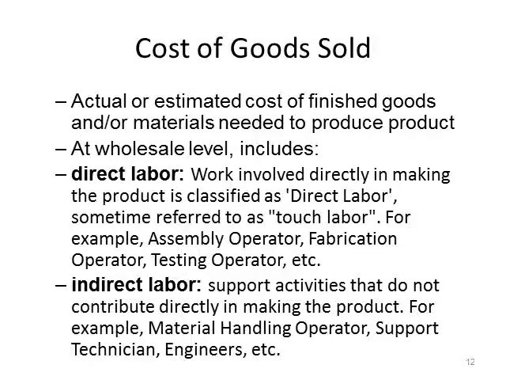Cost of goods sold is the actual or estimated cost of finished goods and/or the materials needed to produce a product. At the wholesale level, this includes direct labor and indirect labor. Direct labor is work involved directly in making the product. Also sometimes referred to as touch labor. Some examples of these are assembly operator, fabrication operator, testing operator. These people are physically involved in the labor of a garment.